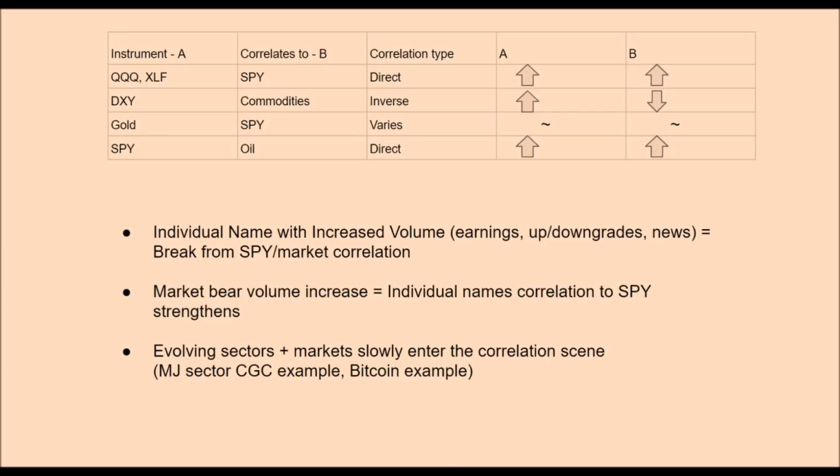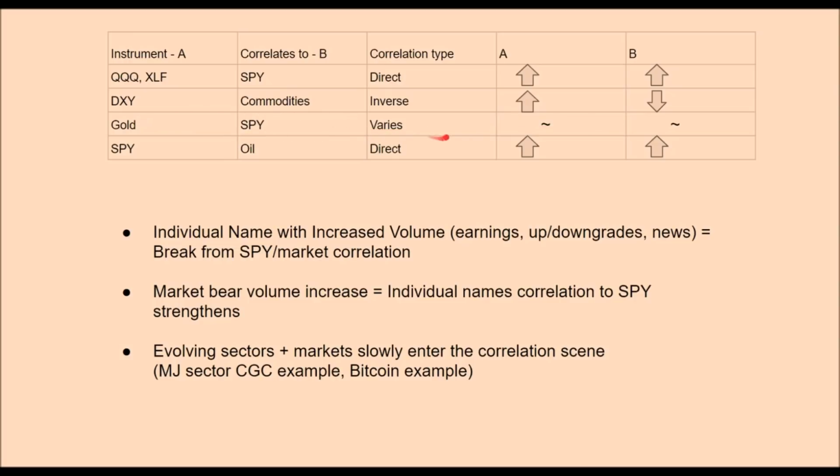This is a little cheat sheet template I made to try and help visualize things and keep them a little bit more simple. So if we're looking at QQQ and XLF, they correlate directly to SPY. If they are going up, SPY is going up, and vice versa. DXY, the dollar, correlates to commodities inversely. If the dollar is going up in general, most specifically with gold and silver, they are generally going down.